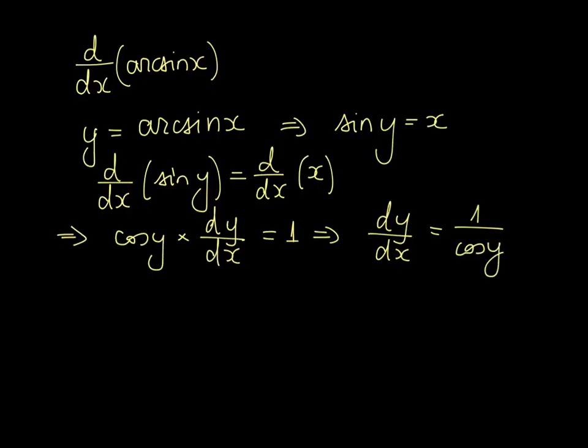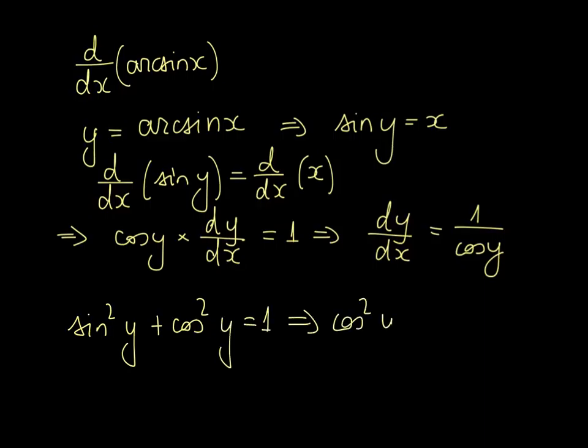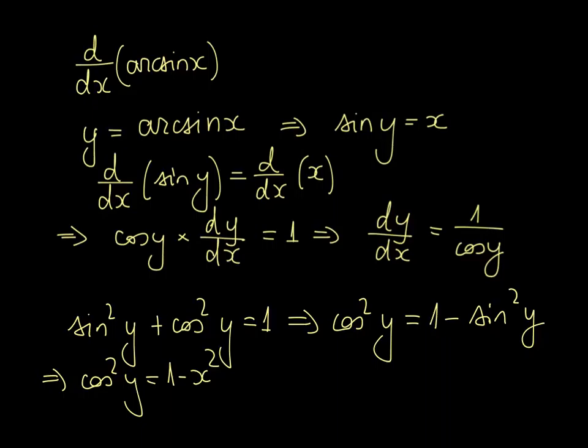We found it, however, it is given in terms of y. I can never differentiate a function of x and give the answer with respect to y, so I need to convert it back to x. So what is cos y in terms of x? I know that sine of y is x. Therefore, since sine squared y plus cos squared y is 1, cos squared y is 1 minus sine squared y. Therefore, cos squared y is 1 minus x squared. Remember, sine y is x. Therefore, cos y is plus or minus the square root of 1 minus x squared.